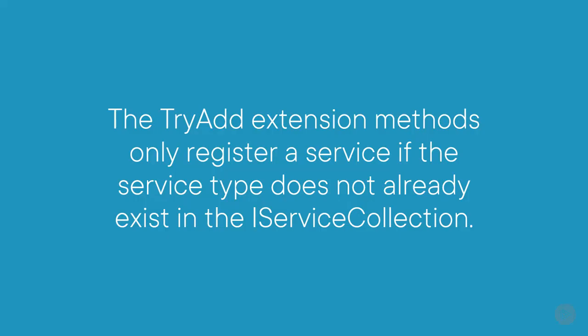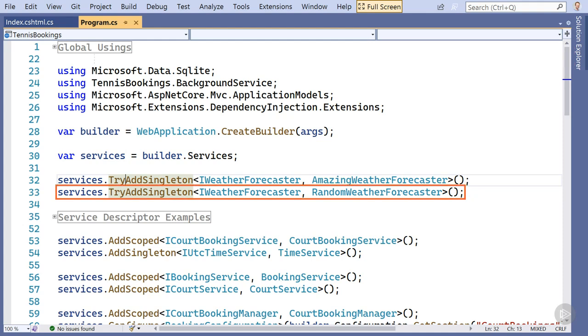The TryAdd methods only register a service when there is no registration already defined for that service type. The second call to TryAddSingleton attempted to register a second implementation for IWeatherForecaster, but this registration was skipped because a registration for that service type already existed.